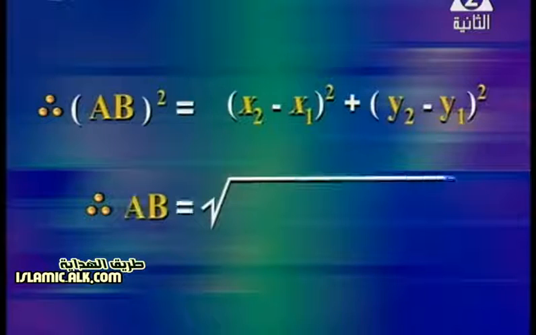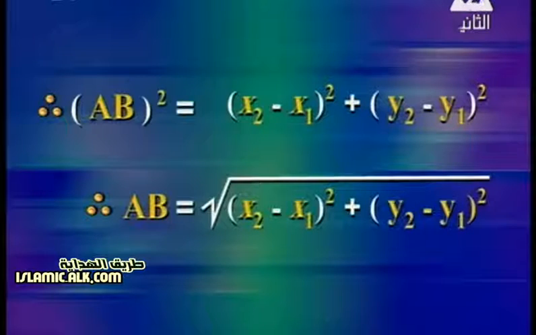Then, to find AB, you are going to take the square root for both sides. So you are going to obtain AB equals square root of (x2 minus x1) all to the power of 2 plus (y2 minus y1) all to the power of 2. And this is going to be our rule. To find the distance between 2 points, you are going to find it by the rule square root of (x2 minus x1) all to the power of 2 plus (y2 minus y1) all to the power of 2.